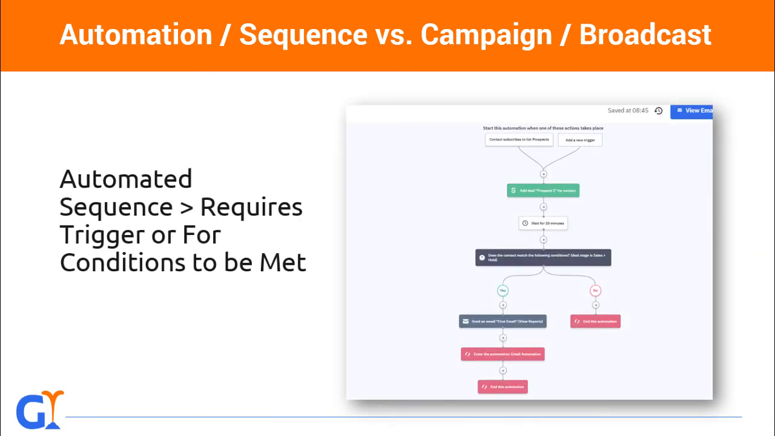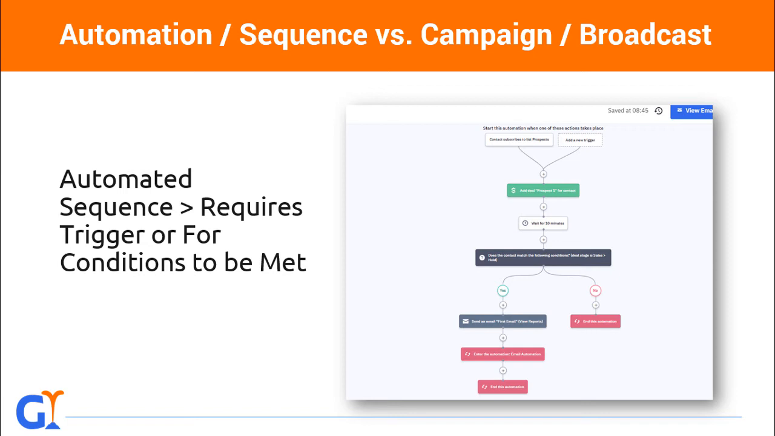An automated sequence generally requires a trigger. A trigger can be any kind of action or event, such as opening an email, filling out a form, or making a purchase. An automated sequence also would contain content that makes no reference to current times, since it could be sent today or 5 years from now.